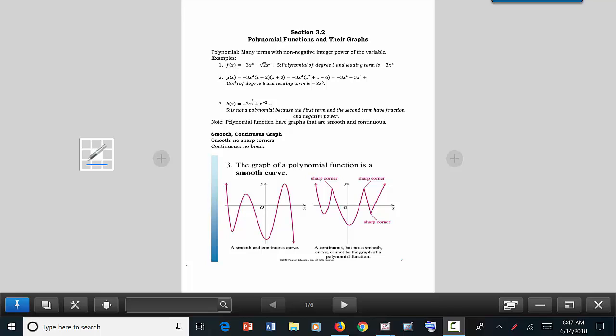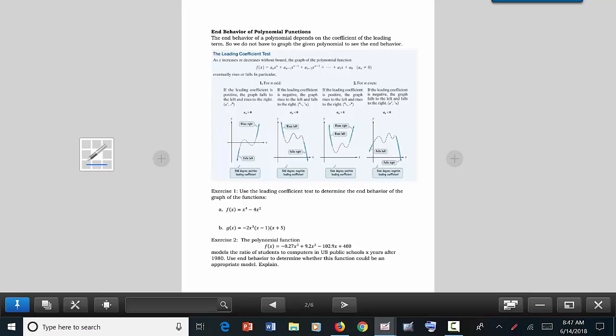Hello class. Today let's go over a few problems from section 3.2, and I want you guys to read the information here. Now let's go over exercise number 1.